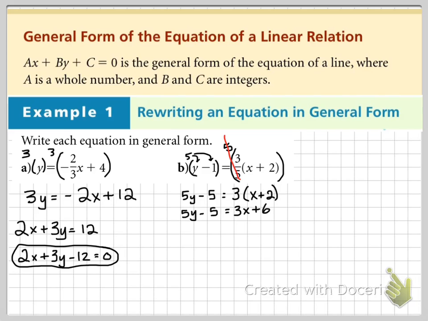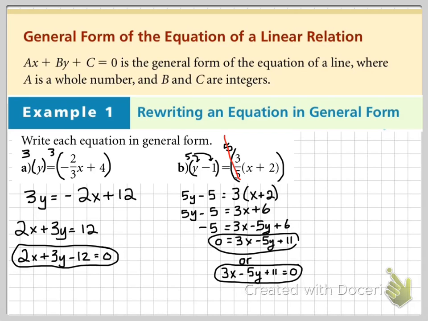You get to subtract 5y from both sides to get negative 5 is equal to 3x minus 5y plus 6. And add a 5 to both sides to get 0 is equal to 3x minus 5y plus 11, or 3x minus 5y plus 11 is equal to 0.